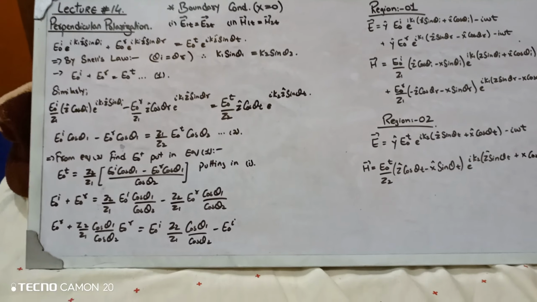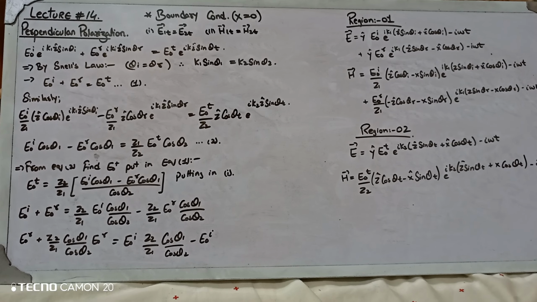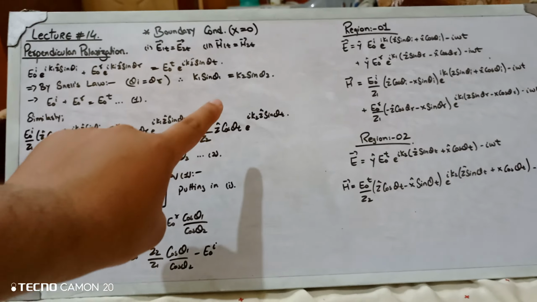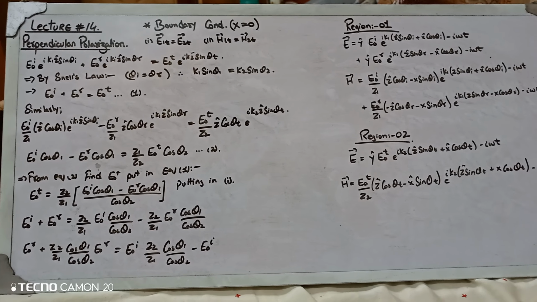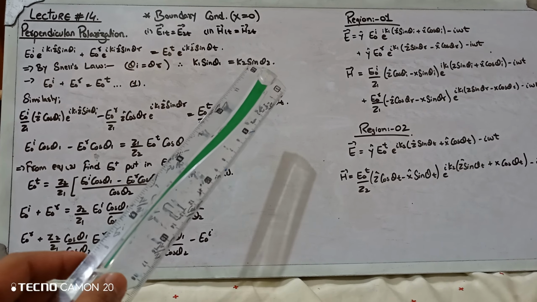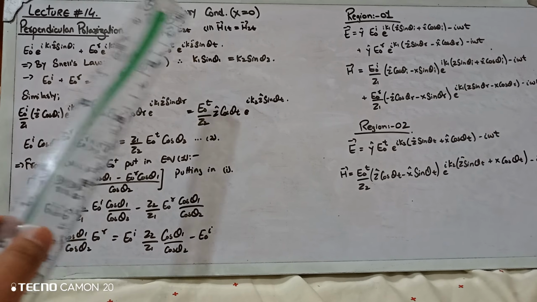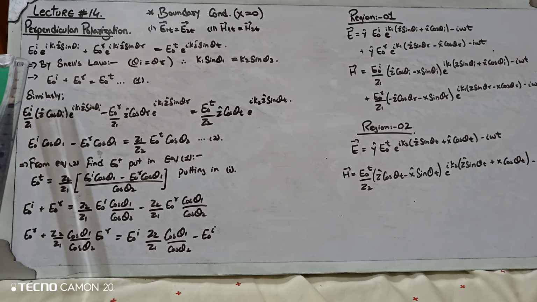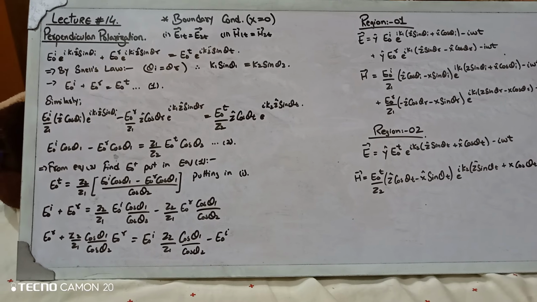Now you have to apply Snell's law. You know that Snell's law says theta i equals theta r, in which k1 sin theta becomes equal to k2 sin theta. So the exponential terms become equal, taken common and cancelled, and you will only be left with E naught i plus E naught r equals E naught t. So this is your first equation.